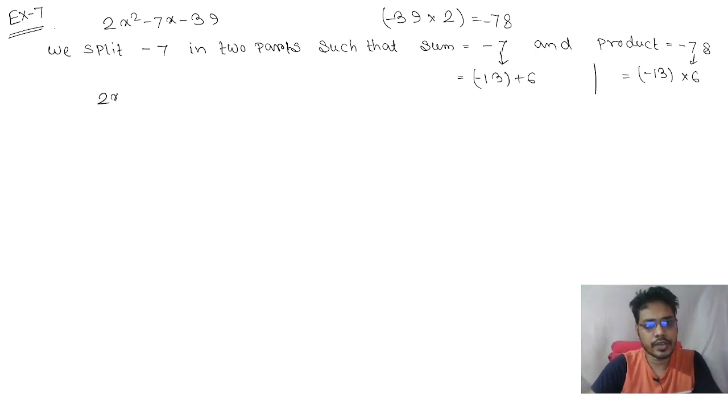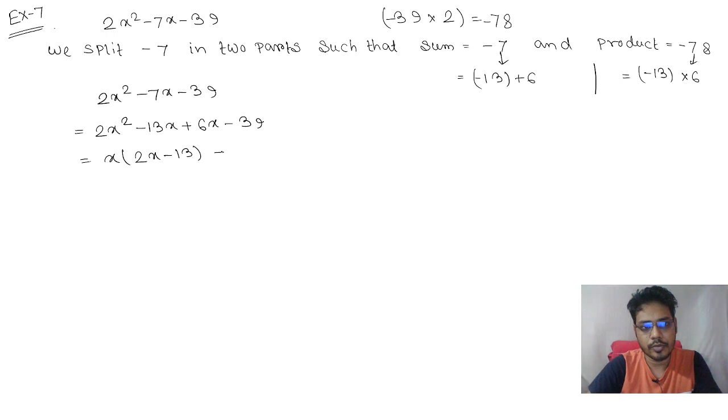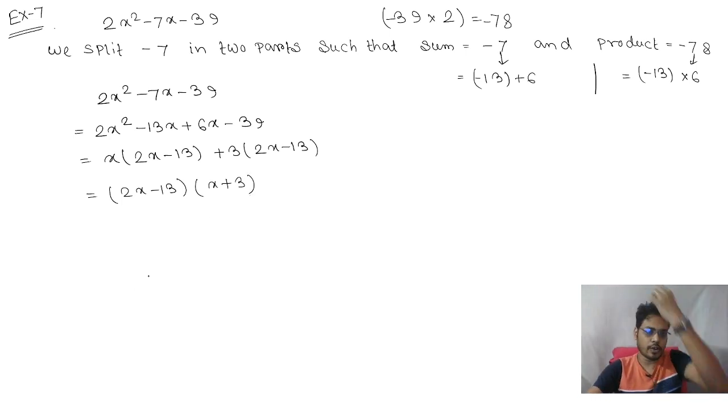So now we can write 2x square minus 7x minus 39 as 2x square minus 13x plus 6x minus 39. So here take x common, so it will be 2x minus 13, and take 3 common, plus 3 common, so it is 2x minus 13. So now 2x minus 13 is common, so take 2x minus 13 common, so it will be x plus 3. So that means the factorized form of 2x square minus 7x minus 39 is (2x minus 13) into (x plus 3).